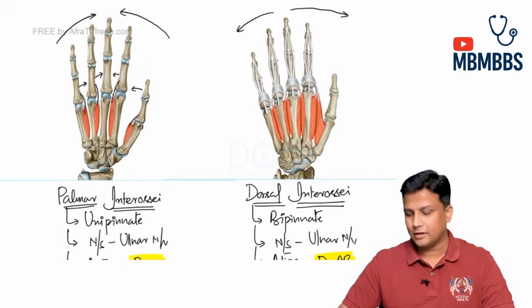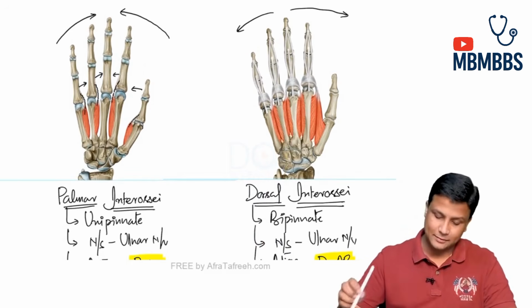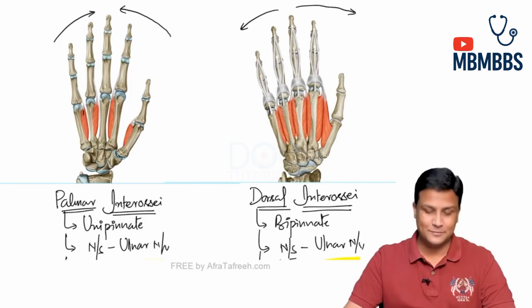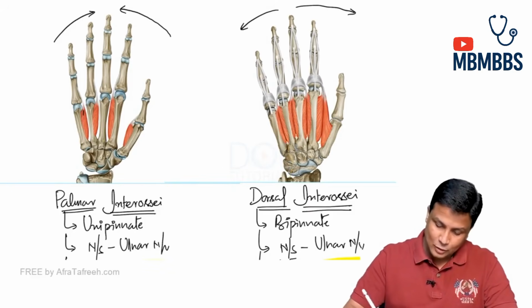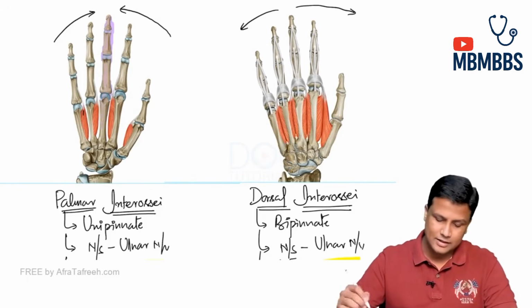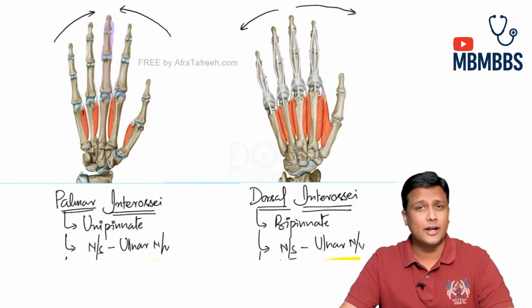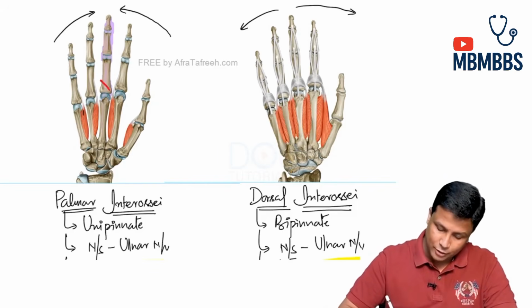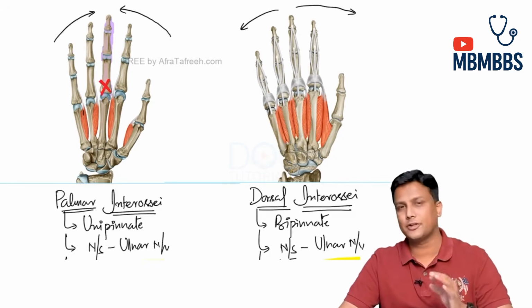And now the most important thing which they are asking nowadays in the exam, guys. Apart from all this, what is the latest thing that they are asking? Look at the attachment of the muscles, and in that attachment, look at the middle finger here. Tell me, guys, is there any palmar interossei attached to the middle finger? No, absolutely not. There is no palmar interossei attached to the middle finger.